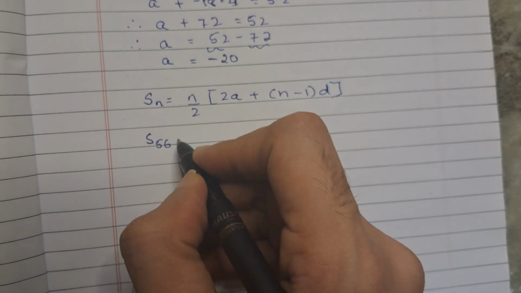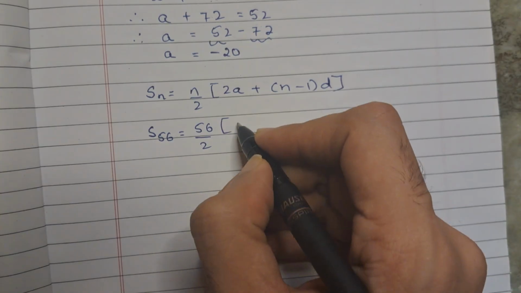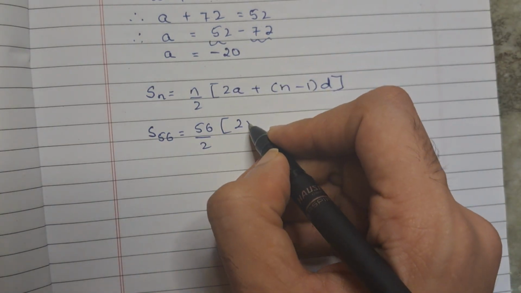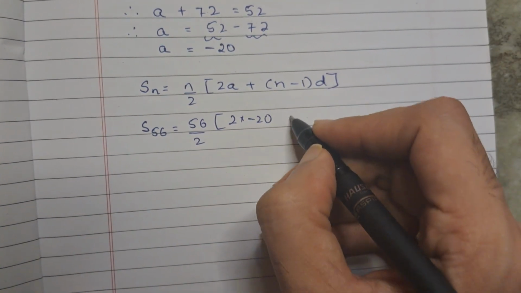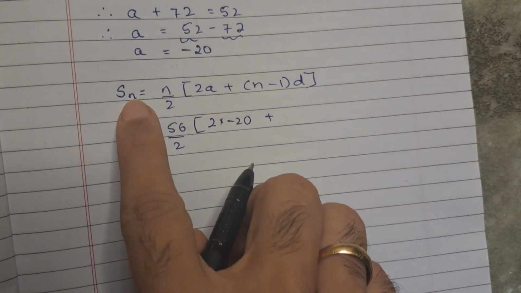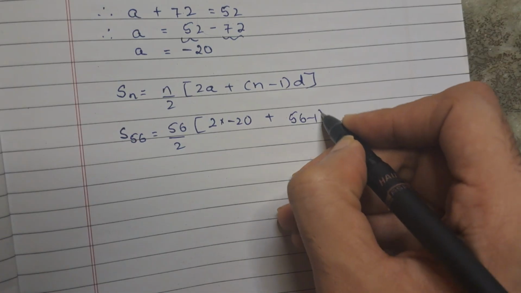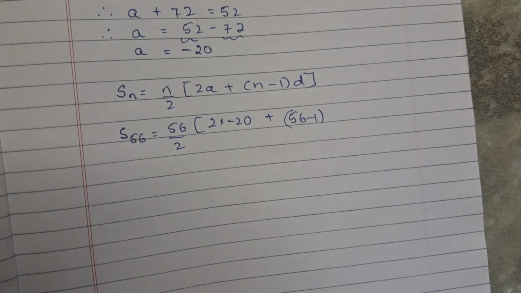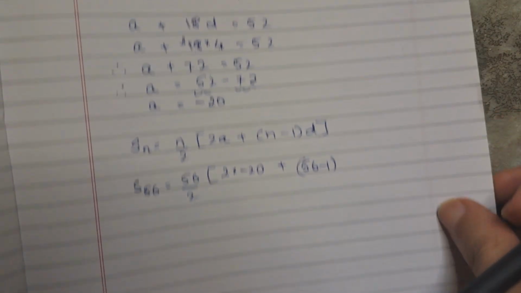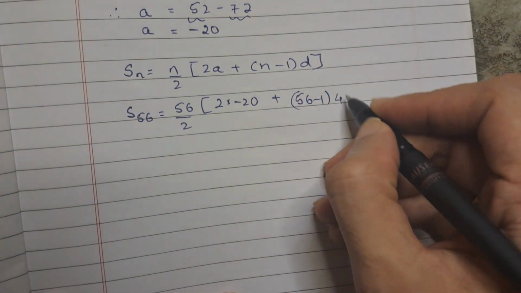Now inside this, let's put the value of 56. So it will become S56 is equals to 56 upon 2, what is A? That is minus 20 plus N minus 1. N minus 1 means what? Instead of N, you are writing 56, right? So it will become 56 minus 1 into D. What is D? Do you remember? What was the value of D? We found some time back, right? It was 4. Let's put the value of 4 over here.